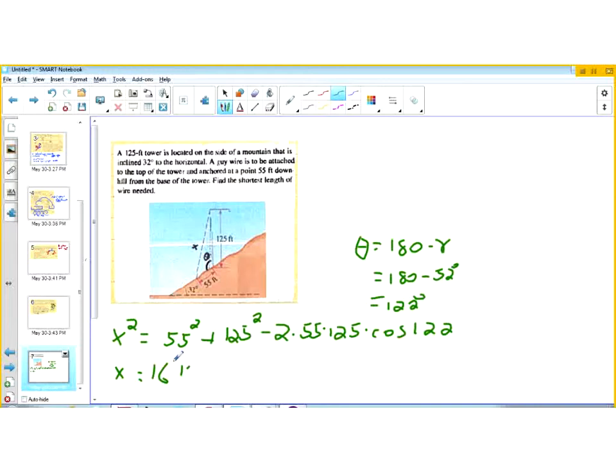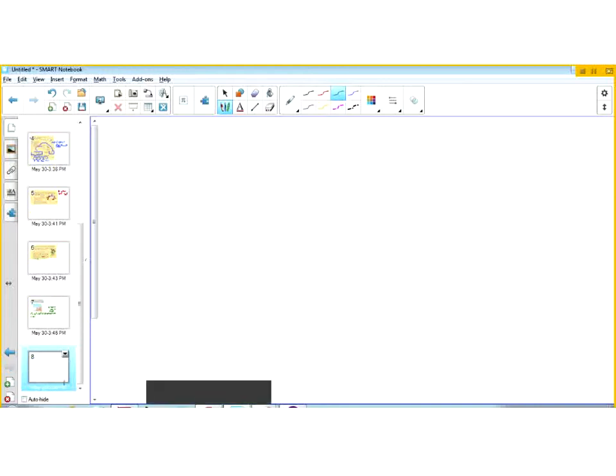Okay, so one more problem, and we're done with chapter 3. One more word problem. Another application of the law of cosines.